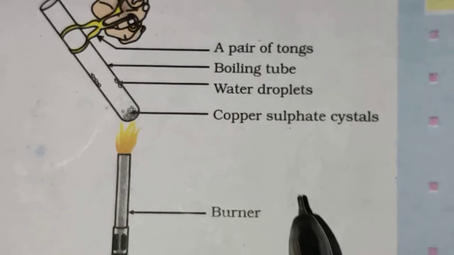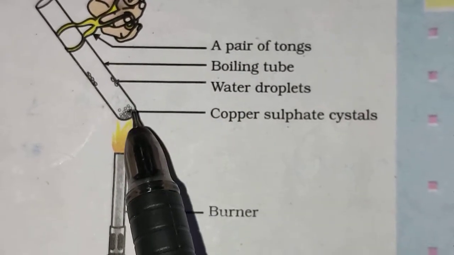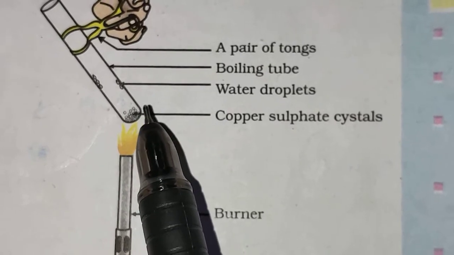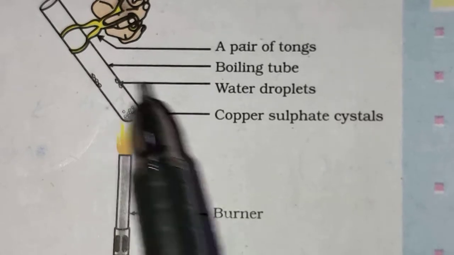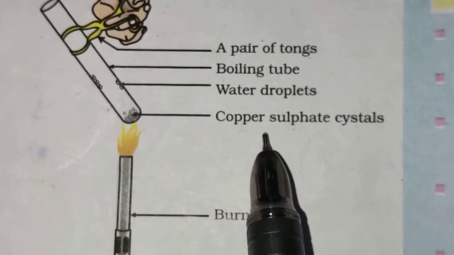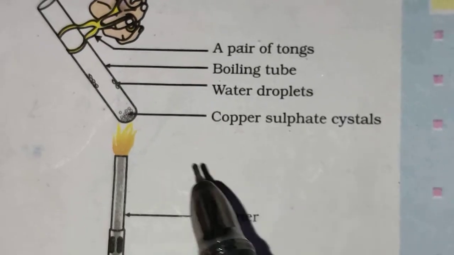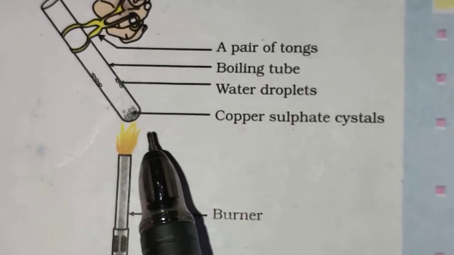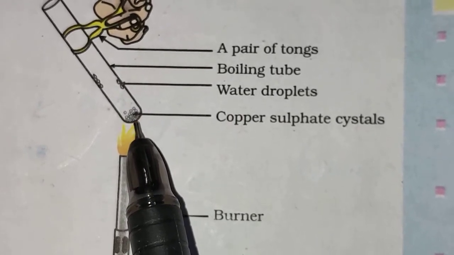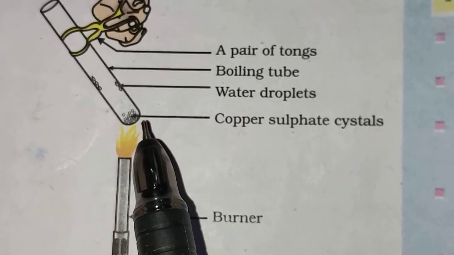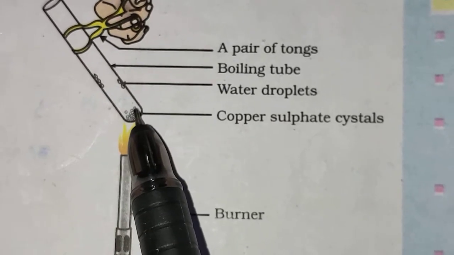First of all, the copper sulfate color is blue, but whenever it is heated, what will happen? The water molecules found in the copper sulfate crystal will evaporate. Then the copper sulfate becomes faded, the color will not remain. Again, what will happen if we add 1 to 2 drops of water to this copper sulfate crystal where we do not find the color?